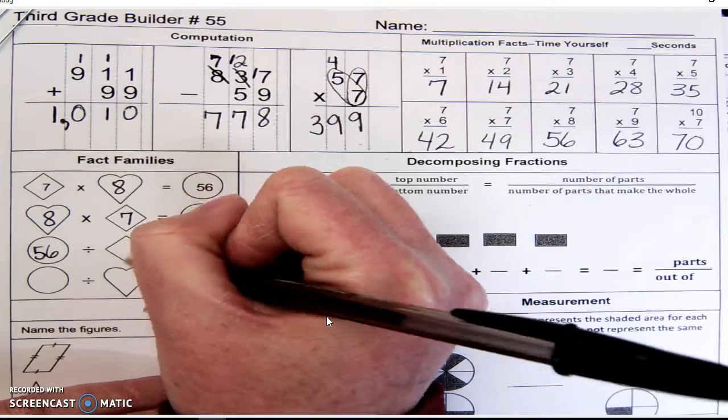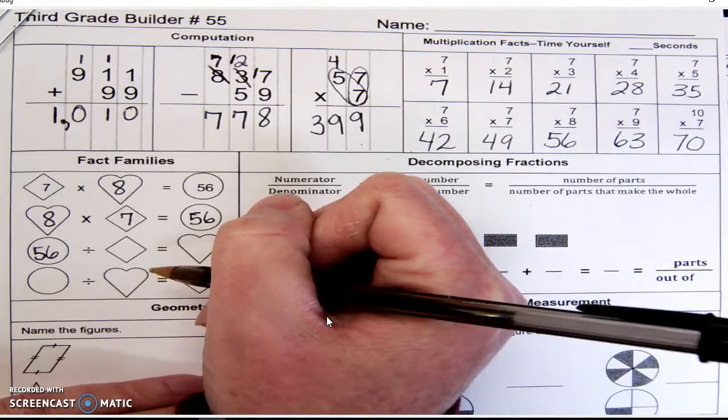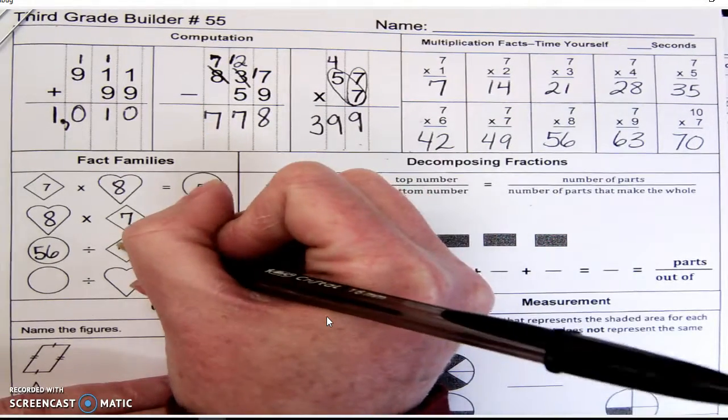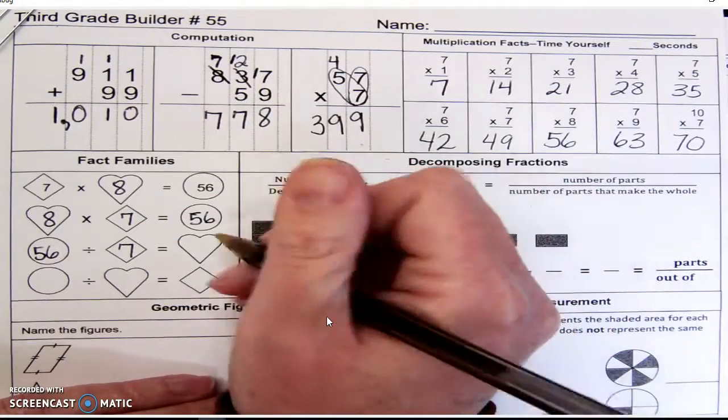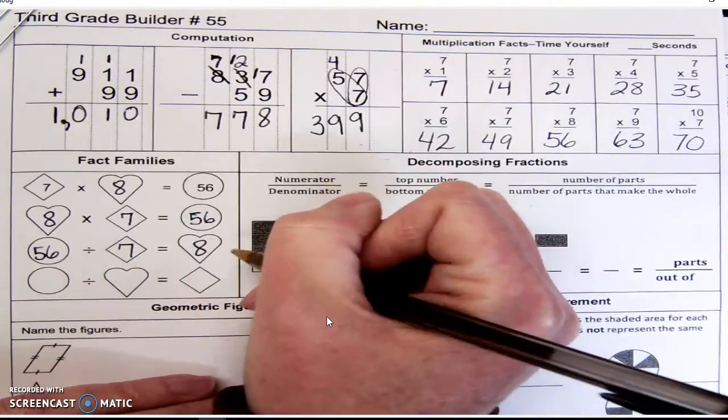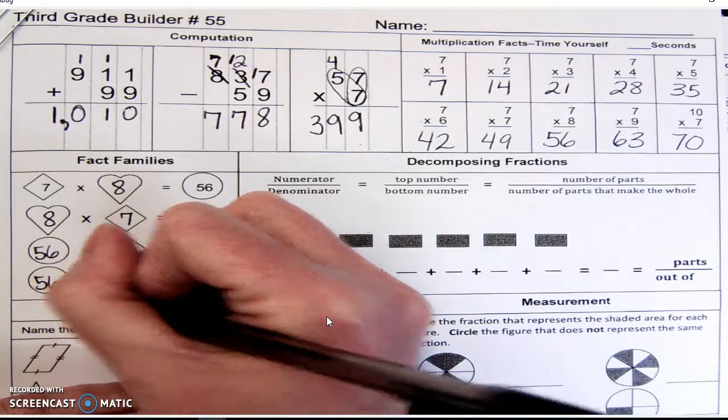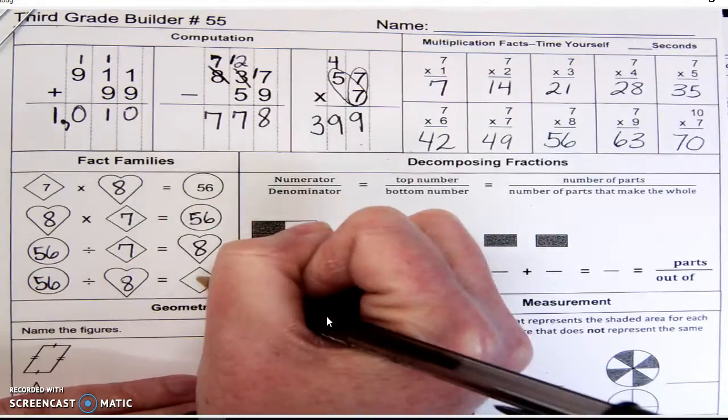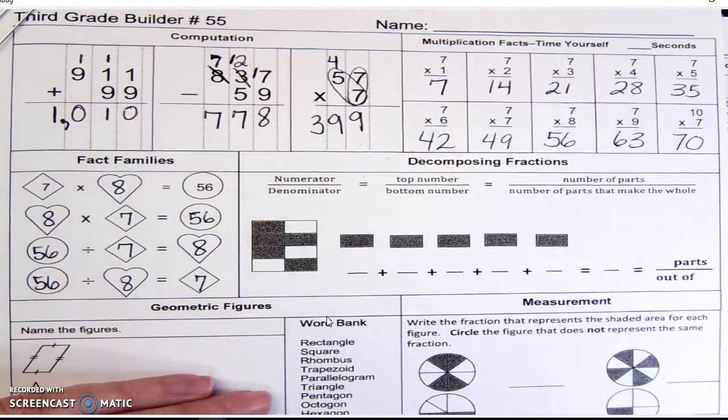56, divide it by my rhombus here, which is 7. 56 divided by 7 equals 8. And 56 divided by 8 equals 7.